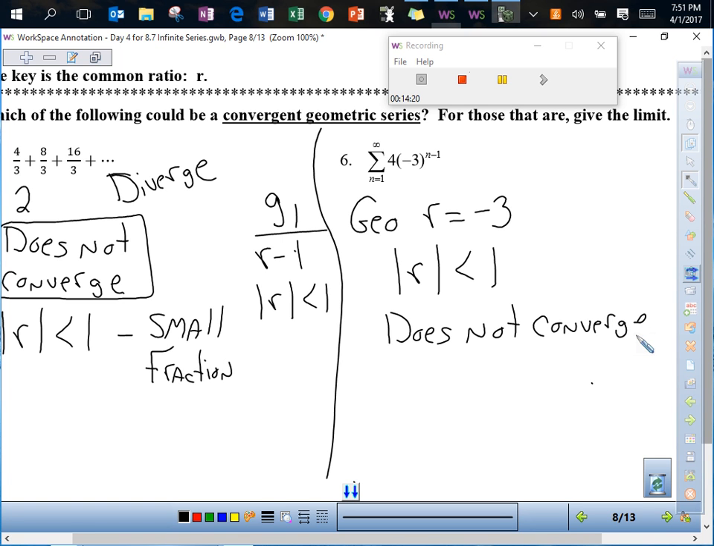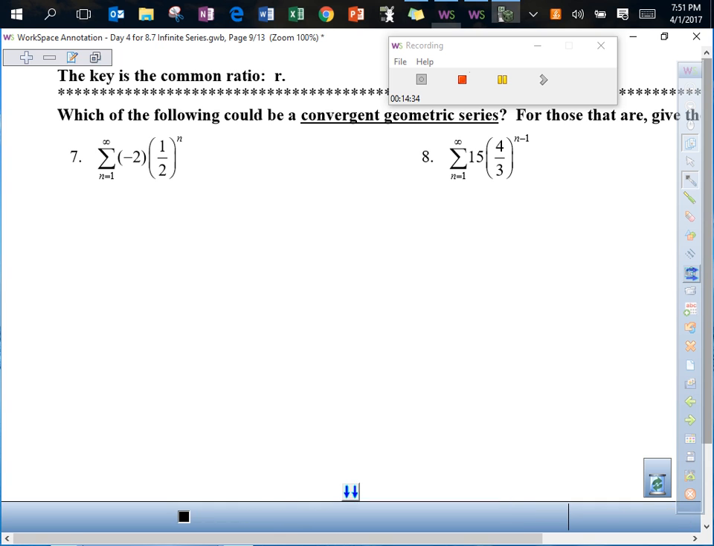Really, what's it going to do? It's going to grow in the positive direction and the negative direction, because this thing's going to alternate. Okay? So guys, the main formula so far, G sub 1 over 1 minus R. Here's a couple more really fast.